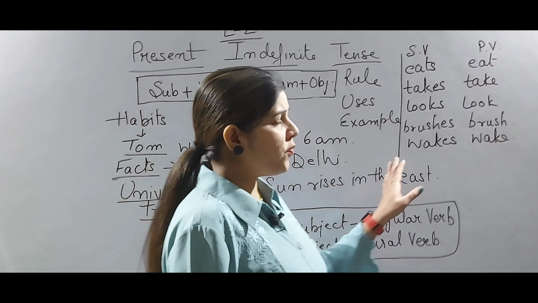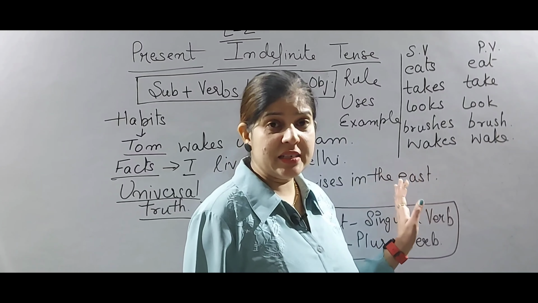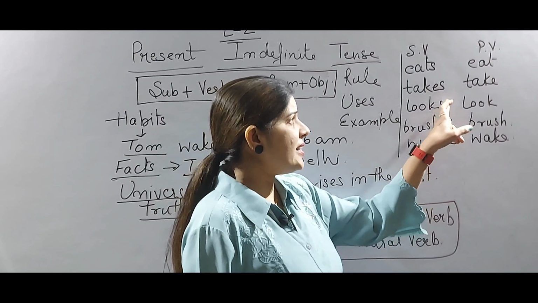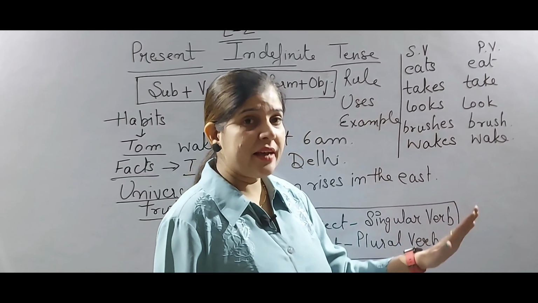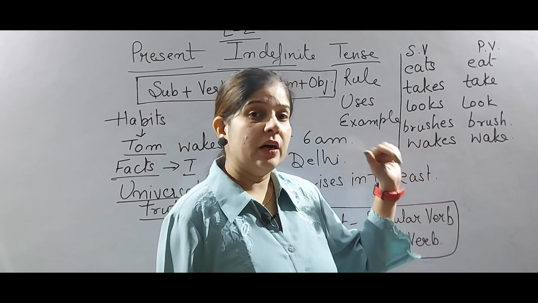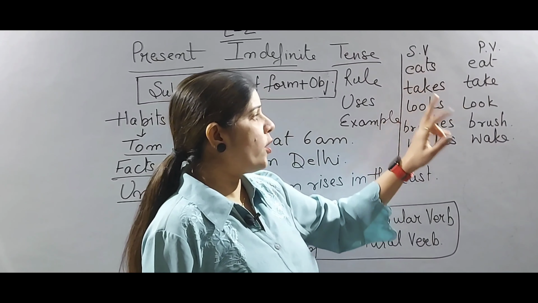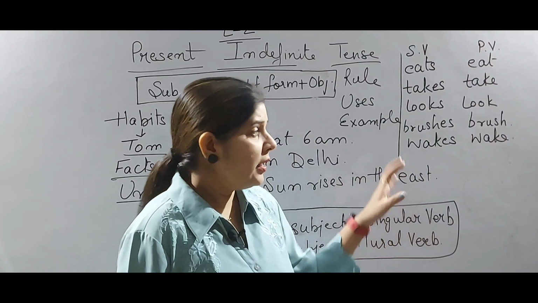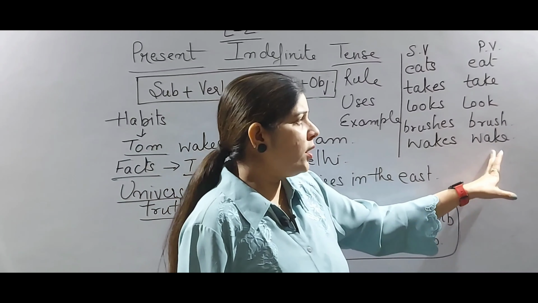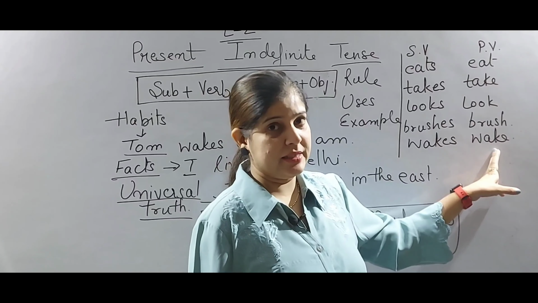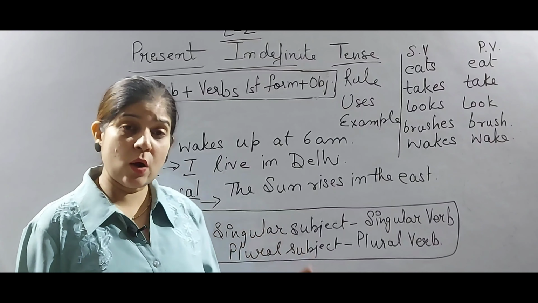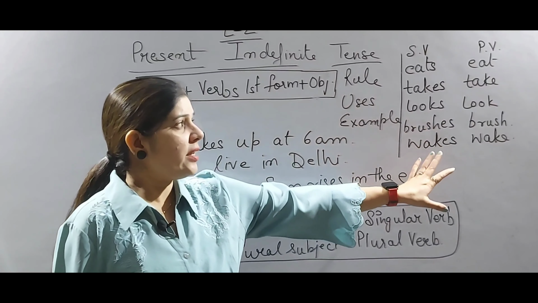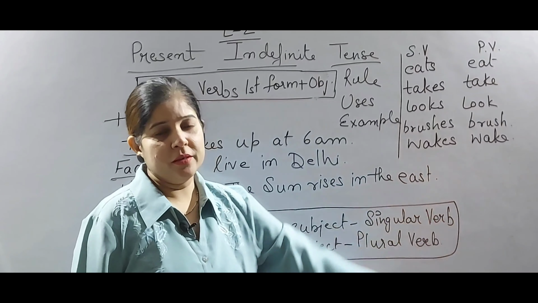Right, students? So, with this, what do we understand? We understand that we use S or ES to make the verb singular. And with plural, we don't need any S. Okay, students? So, now I will frame more sentences with singular as well as plural verbs.